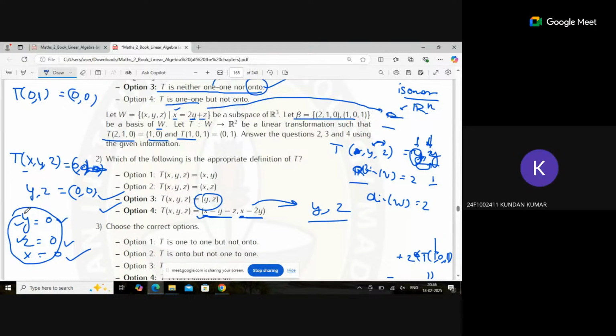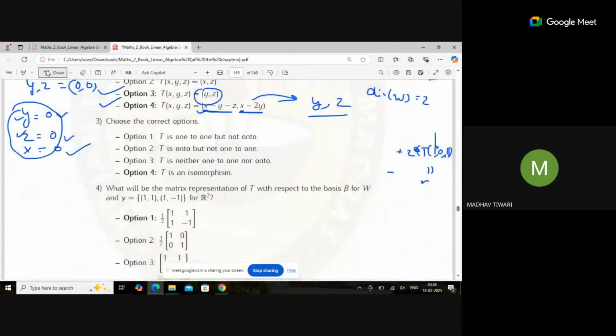Yes, sir. Okay, and for onto you can simply observe this. You don't have to do calculation: it is of dimension 2 as well as dimension 2. So no dimension is lost, so we can say that it is onto, because it is of two dimensions. All the points can be covered and they are independent. So that's fine. Okay, sir.